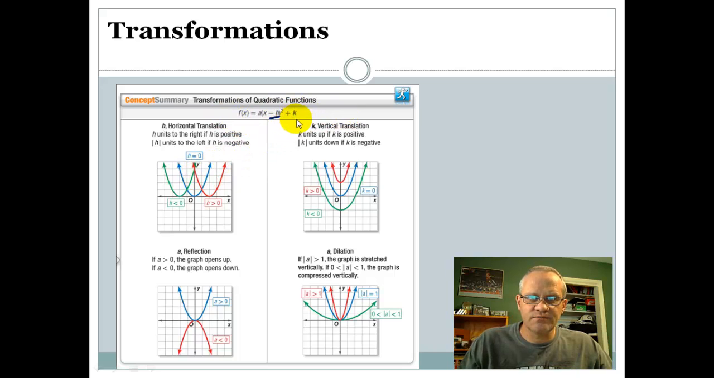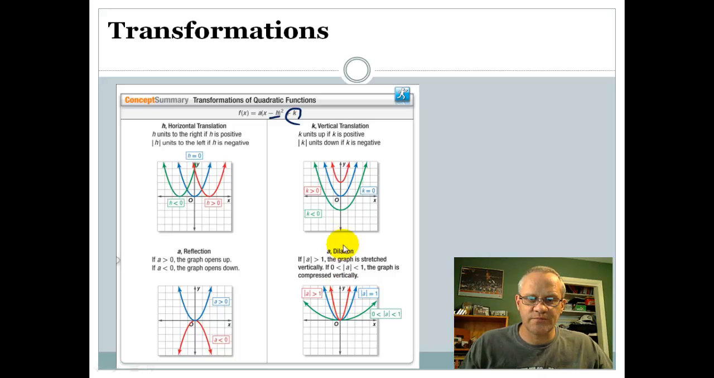The k here, out on the end, moves things up and down. Plus k moves it up, minus moves it down. And then remember the reflection is on a. If it's a negative, that flips it down. And the dilation on a is going to either make it wider or narrower on the graph.